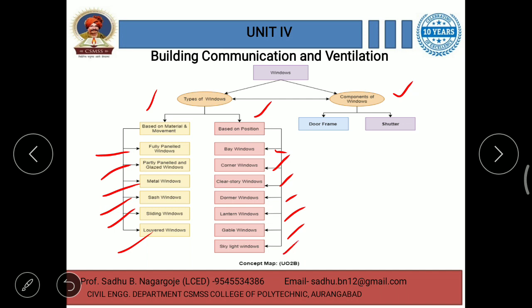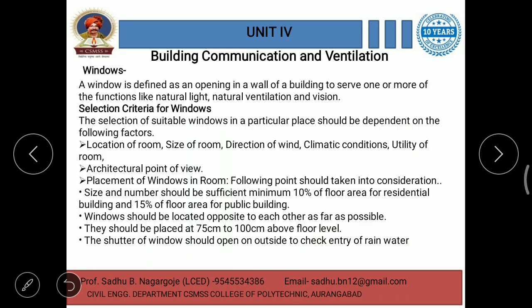Okay, so these are the types of windows and the component major. Again, two components of windows are there. First, window frame and window shutter. Here it is window frame and here window shutter. So let's see the details.